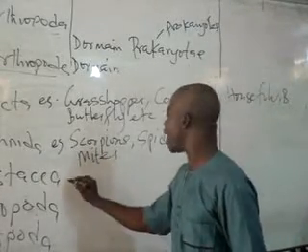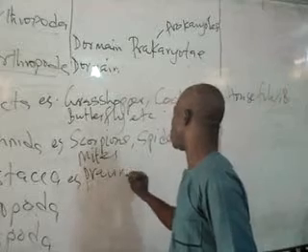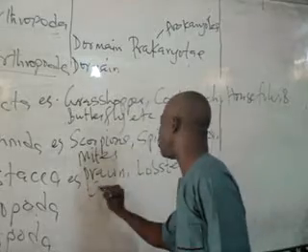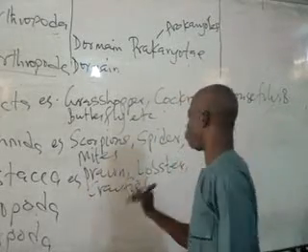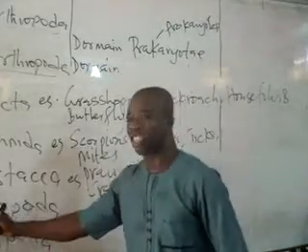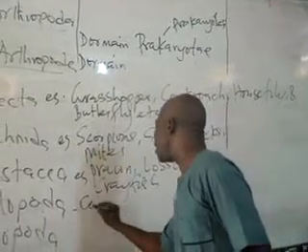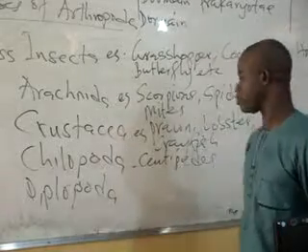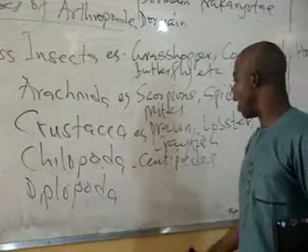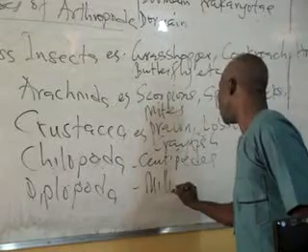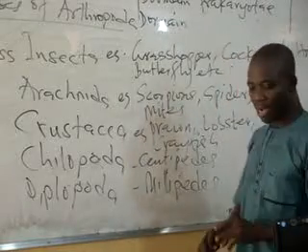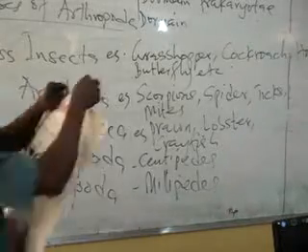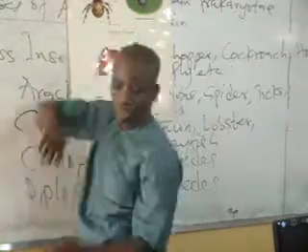The crustaceans are the prawns, lobster, then crayfish. Then the ones that are called Chilopoda are the centipedes, and the ones called Diplopoda are the millipedes. And I would like to show some of these organisms before we close for the day.